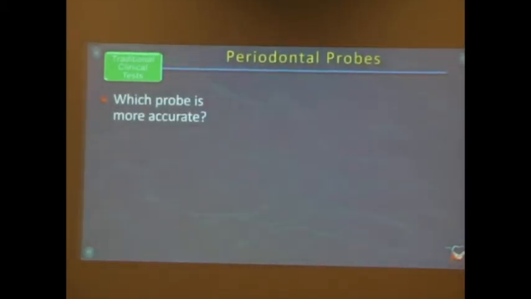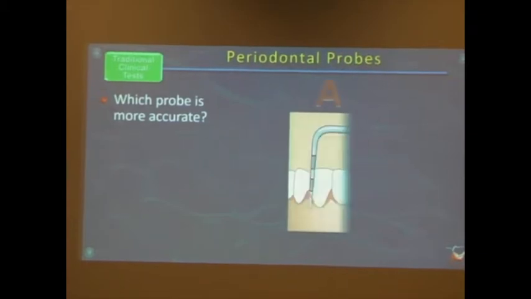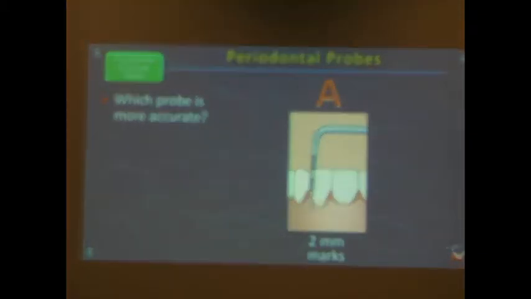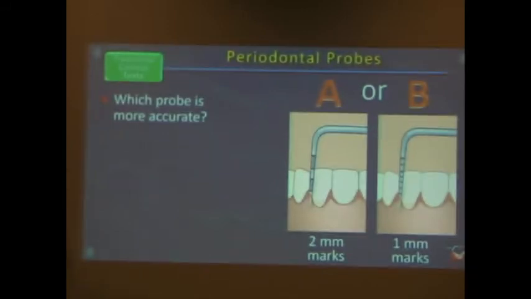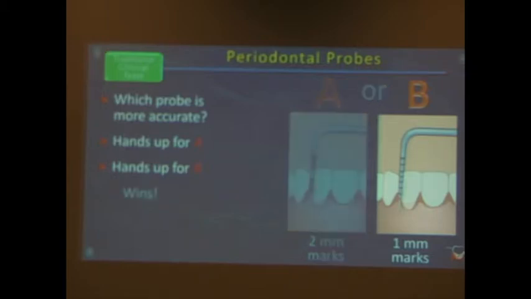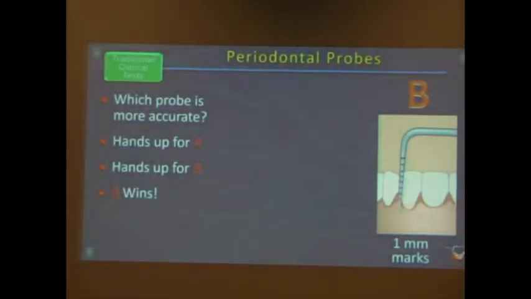Okay, quiz. Which of these two probes is the more accurate? Probe A with 2 millimeter markings or probe B with 1 millimeter markings? Hands for probe A. About 2, 4, about 8 people. Okay. Hands for probe B. Even fewer? That's a strange result. Okay. Wow, you guys break the norm here. Most people will vote for B because, you know, it's got finer lines on it. In fact, I already programmed that into the presentation.